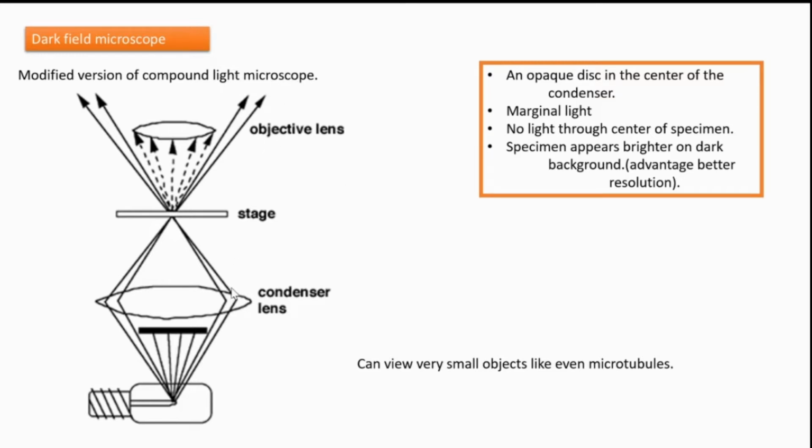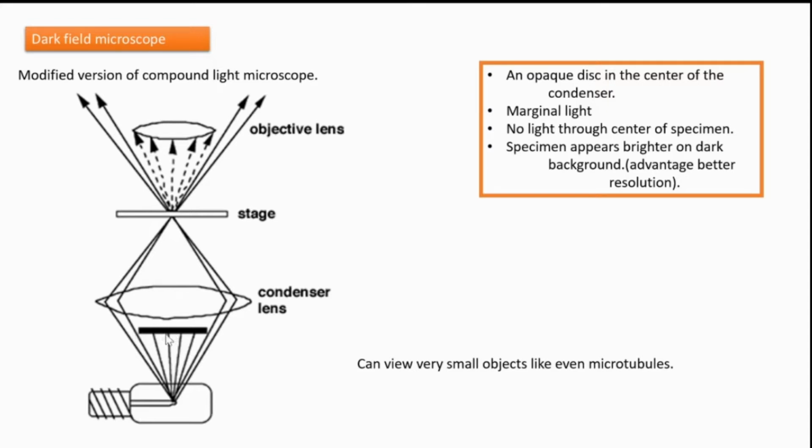Mainly because of an opaque disc that is placed in the center of the condenser, below the condenser. This is the main difference between this dark field microscope and our common light microscope. What is the difference? Presence of an opaque disc. Opaque means what? Anybody know? Opaque means any area that will not transmit light.